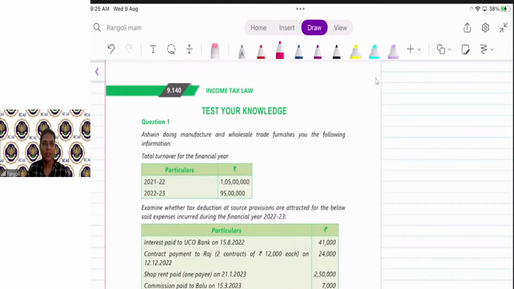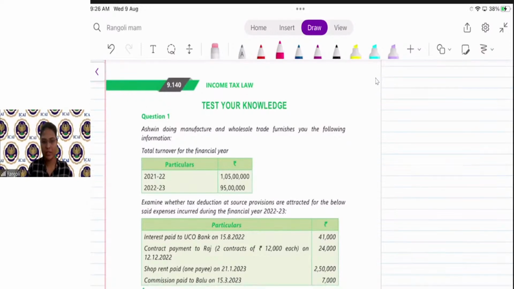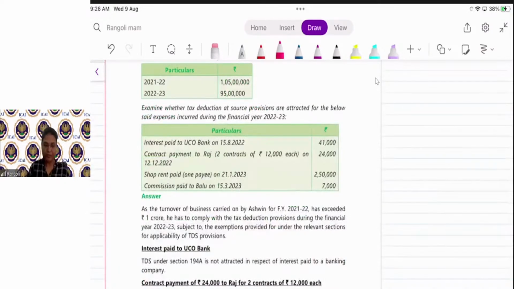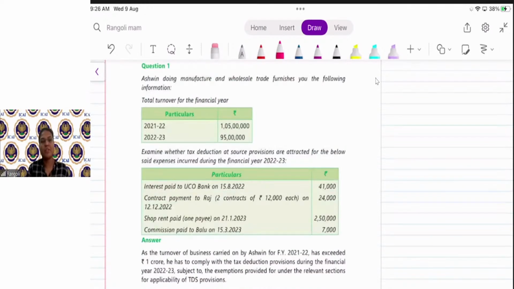Ashwin, doing manufacture and wholesale trade, furnishes the following information. Total turnover for the financial year: financial year 21-22, 1 crore 5 lakh; financial year 22-23, 95 lakh. Examine whether the tax deduction at source provisions are attracted for the below expenses incurred during the financial year 22-23. Interest paid to UCO Bank on 15/8/22, 41,000. Chalo. In the first case, Mr. Ashwin makes payment of interest to UCO Bank. Whether TDS is required to be deducted, yes or no.